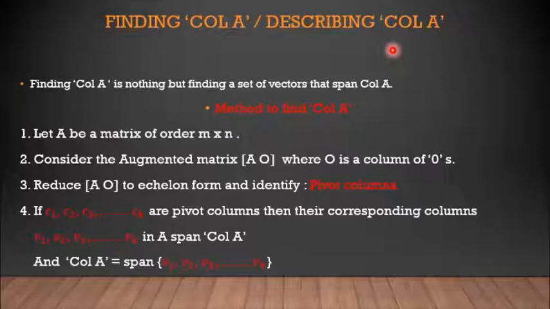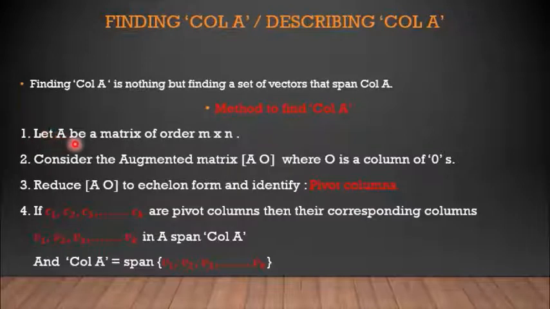Only we will give it is span of which set or which vectors can form a basis for this, so that they will span the entire vector space. So here let us come. Finding column space A is nothing but finding a set of vectors that can span column space A. So what is the method to find column space A? So we'll follow these points.